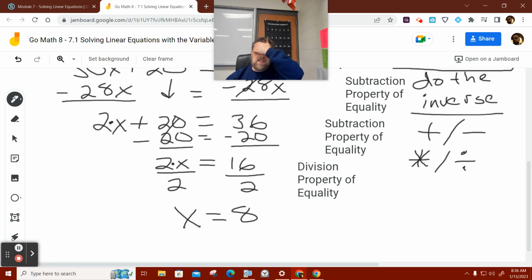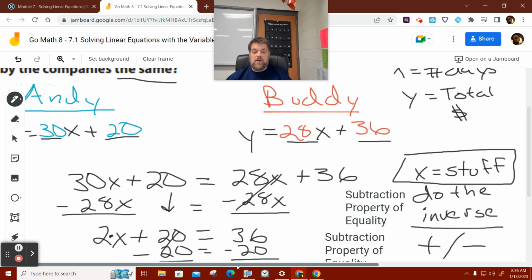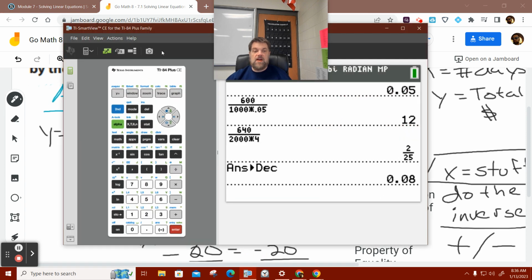Now there's one thing that I could do, and I'm going to show you this. You can always double check your work. A really quick way to double check your work is to graph the original equations. So what I want you to do is turn on your handy dandy calculators.